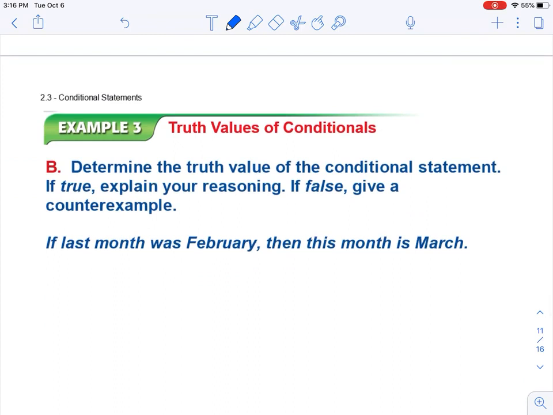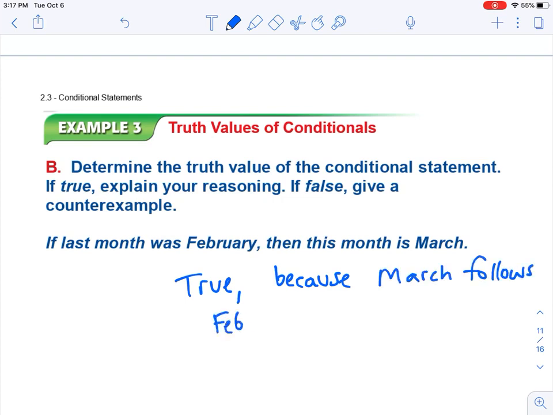Then we are going to determine the truth value of this conditional statement. If true, explain your reasoning. If false, give a counterexample. The conditional is, if last month was February, then this month is March. I would say that is true, because March follows February as we go through the months of the year.